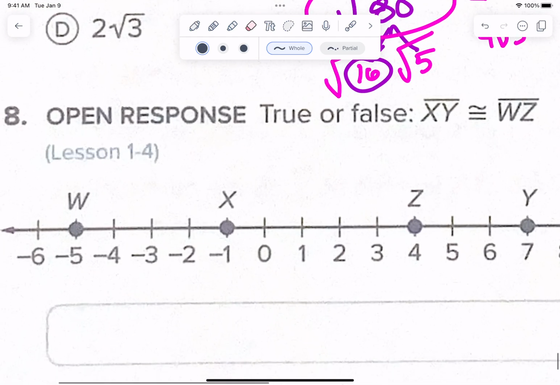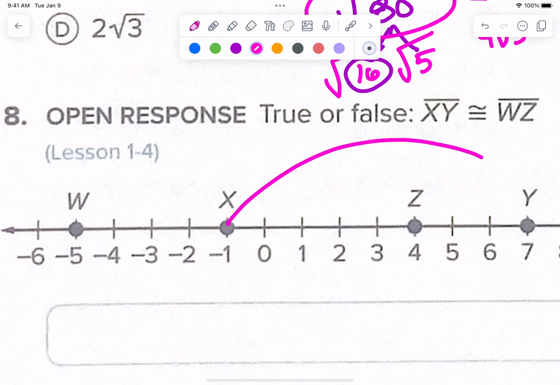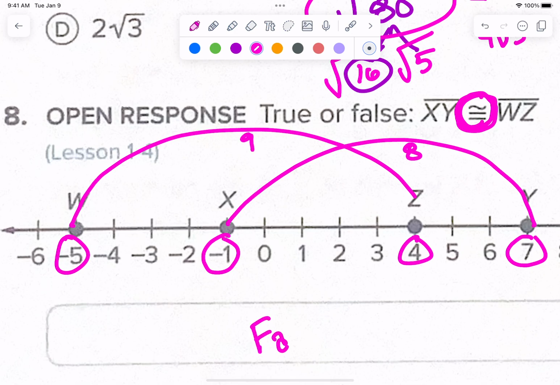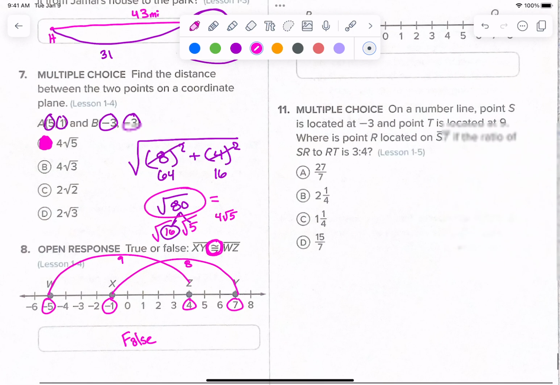All right, true or false? XY, which is this guy. What does this little symbol mean? Congruent, which means the same as YZ. All right, let's figure out XY. X is going from -1 to 7. -1 to 7 is how many units? 8. Then we're going from -5 to 4. That is 9. Congruent? False. Or no. I would probably accept no because I wrote no this morning on accident. Whatever. Good?